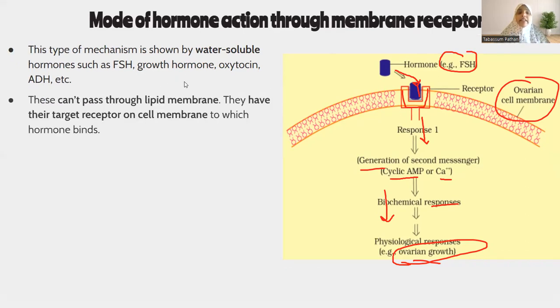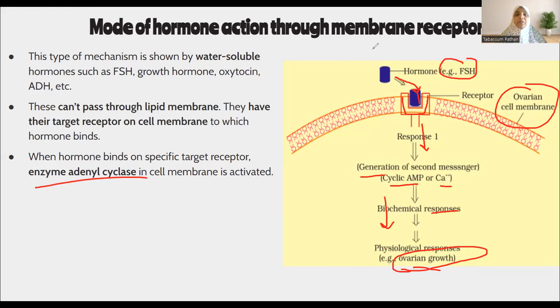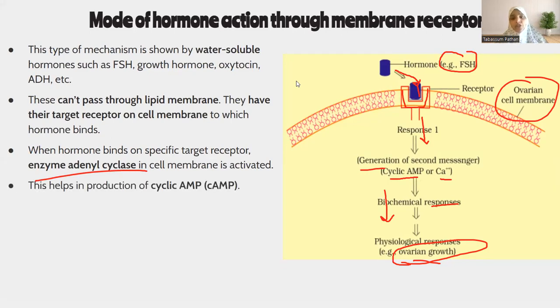Okay, then this cannot pass through the lipid membrane, so they will have their target receptor on the cell membrane itself, where the hormone will bind. Once the hormone binds to the target receptor, what will happen? There is an enzyme known as adenyl cyclase in this membrane which gets activated. So the hormone binds, adenyl cyclase is activated, and it brings about the necessary production of the secondary messenger, which is cyclic AMP.